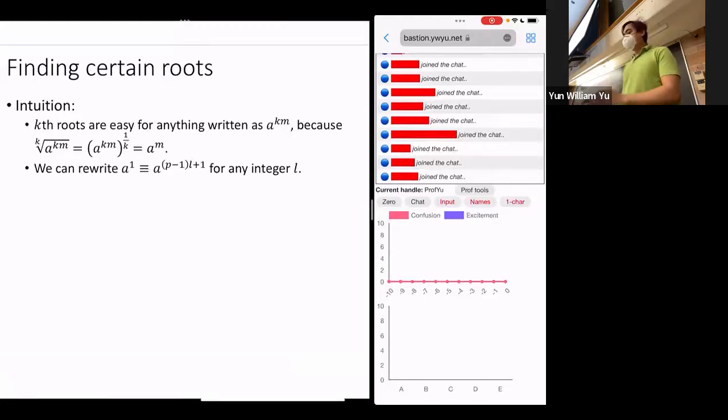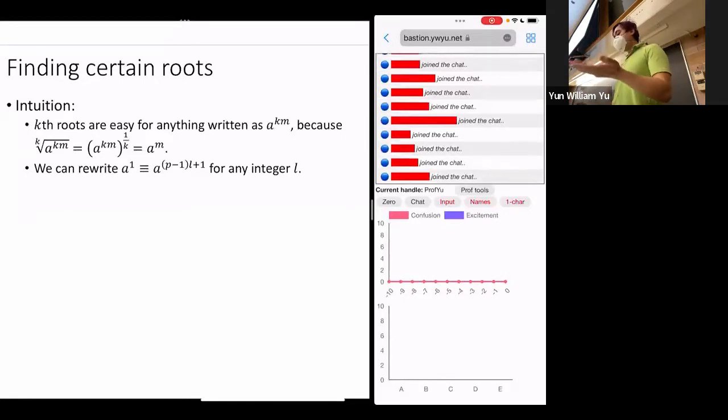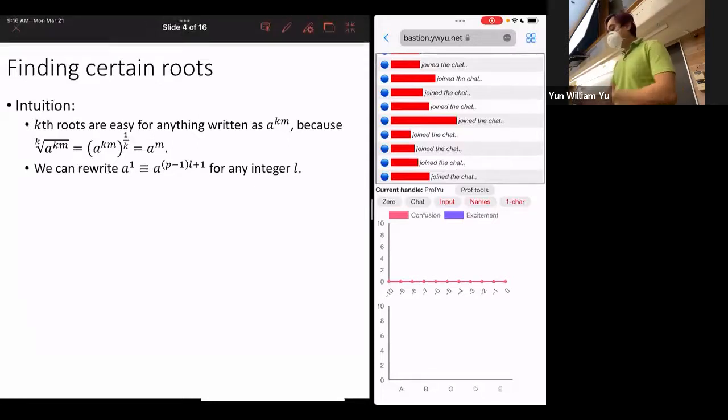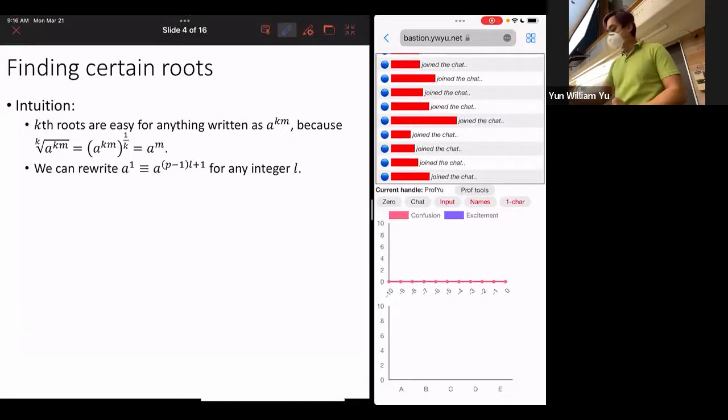And then the other intuition is that for any a, you can rewrite a as a to the 1, right? So clearly a is a to the 1. And that's congruent to a to the p minus 1 times l plus 1 for any integer l. Again, by Fermat's little theorem. So you can add any multiple of p minus 1 to the exponent, and you're going to get the same thing.